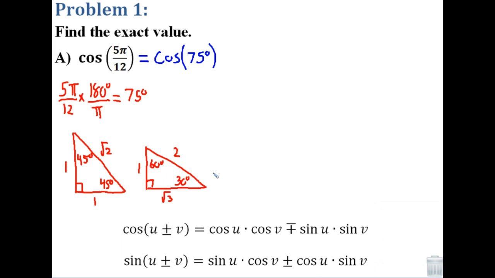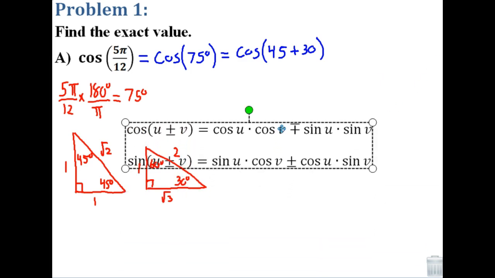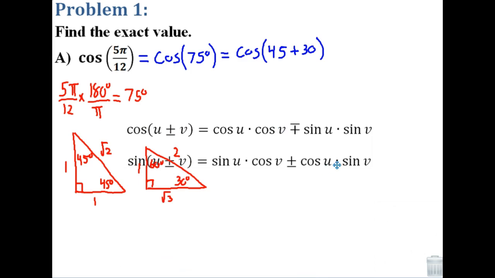So if you told me to find a trig ratio for any of these angles, 45, 30, and 60, we could do that because we have our special right triangles. The goal here is to write 75 in terms of these angles I know how to deal with. Well, 75 is 45 plus 30. So I'm going to rewrite this as the cosine of 45 degrees plus 30 degrees. That allows me to apply my sum and difference identities, which I'm going to pull up here, to actually evaluate this.